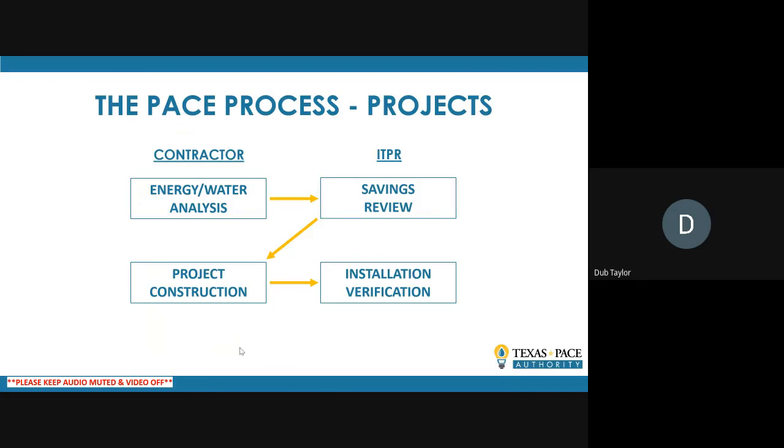The PACE project, and this is really kind of an oversimplified version of how the projects themselves work. A contractor working on behalf or with an owner conducts an energy or water analysis. In Texas, we have a requirement that an independent third-party review be conducted. That's the ITPR of the savings that ensures that what's being proposed is going to perform and work for the owner. Then it moves to project construction, and then the ITPR comes back to do a verification to make sure that the installation was done properly.